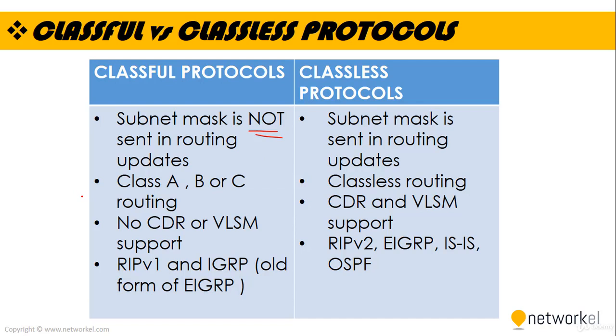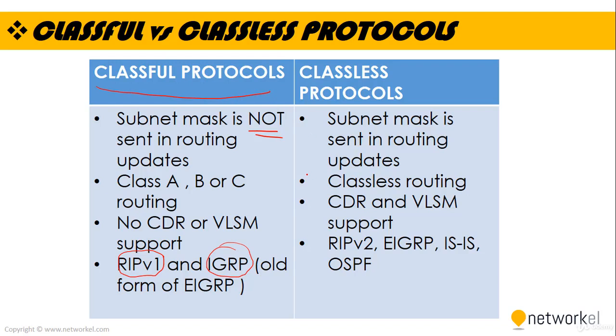We can make class A, B, or C routing by using the classful protocols. As they are classful, we have no CIDR or VLSM support. RIP version 1 and IGRP, which is the old form of EIGRP, are the classful protocols.